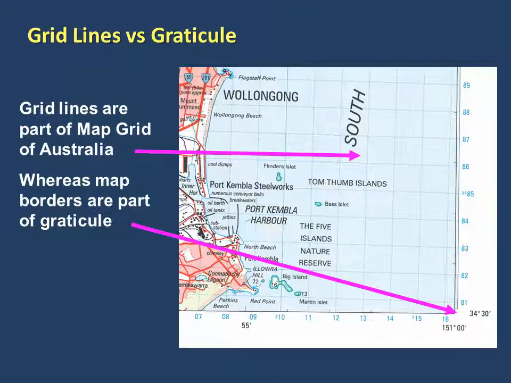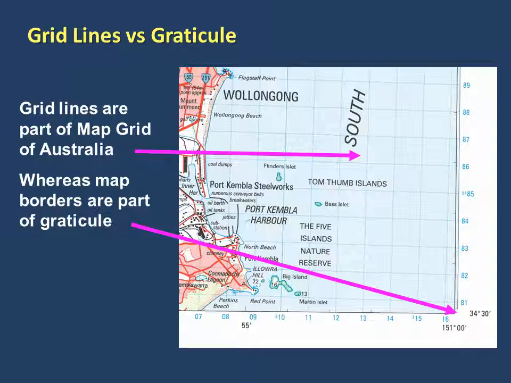Now, what we'll also notice here is when we compare the grid lines on the map versus the lines of longitude, or the borders of the map as shown here, you can see these two things are slightly different. The grid lines are the network of pale blue squares that show up clearly against the ocean. And the grid lines are part of the map grid of Australia.